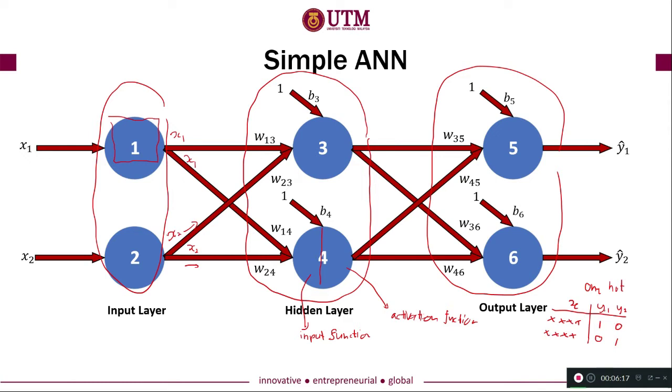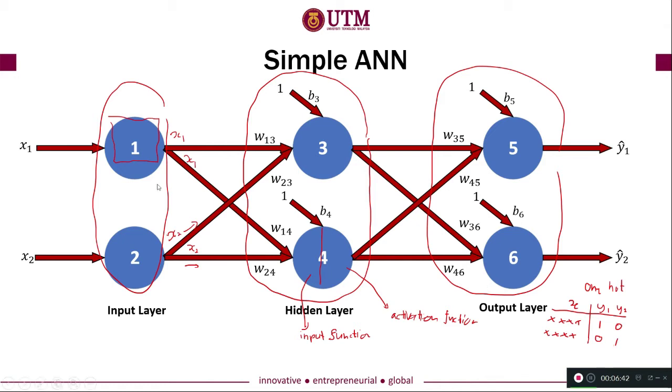Class 1, which is y1 equal to 1, y2 equal to 0, and class 2 where only y2 equal to 1. So it's a one hot encoding format there. So it's a 2 class output given two attributes, which are x1 and x2.